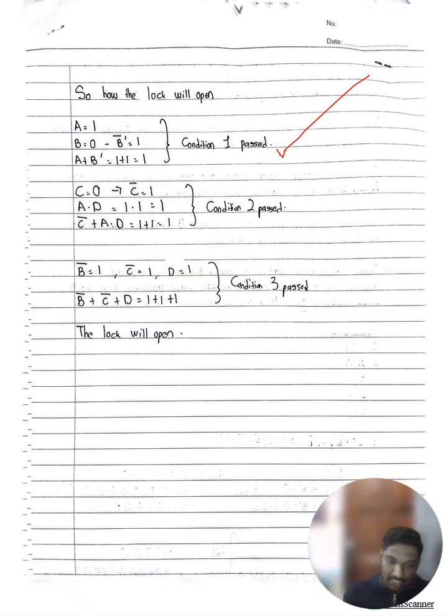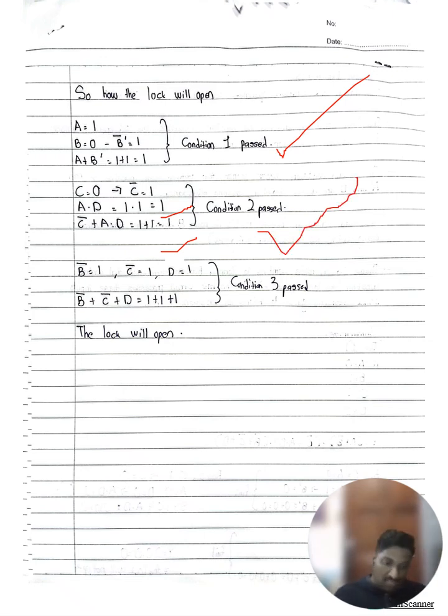C is inactive, so C bar is active. So A times D, which means active times active equals 1. So based on the AND table, 1 times 1 equals 1. And the final one, C bar plus A times D, so 1 plus 1 equals 1. So based on the rules given and based on discrete theory, the second condition is pass.